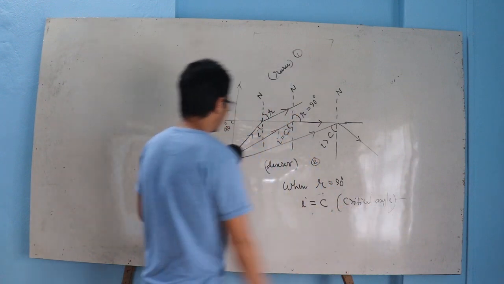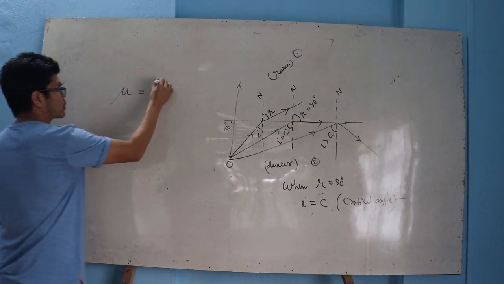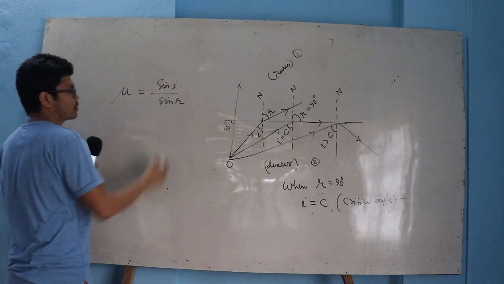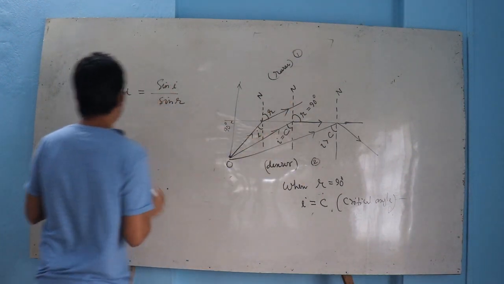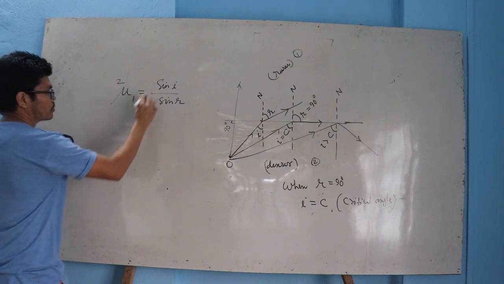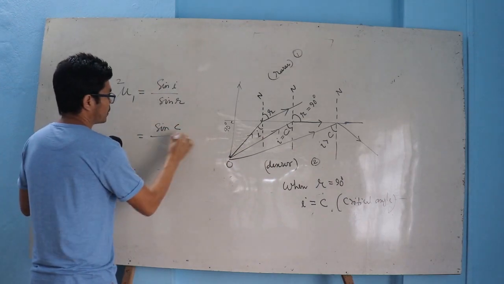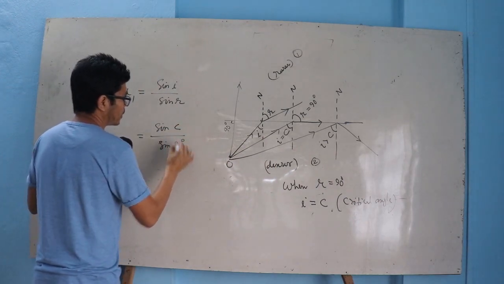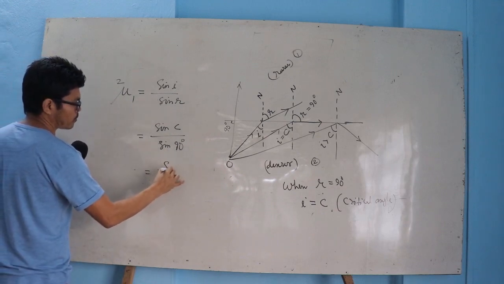Now let's see, in Snell's law, refractive index is equal to sine I divided by sine R. You can see the light is traveling from the second to the first medium, so let me write 2 to 1, which is equal to sine I. Put the value of I here, I is equal to C. Then sine R, where R is equal to 90 degrees. As you know, sine 90 is equal to 1, so we can write only sine C here.